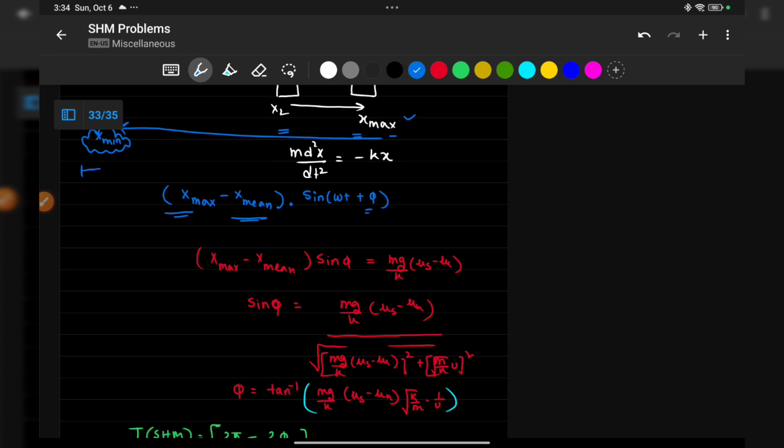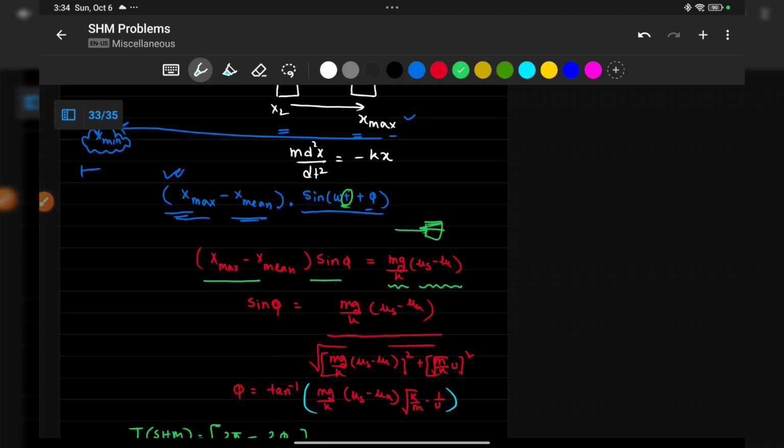So this is the amplitude. Sorry, of course this is the amplitude, because x max minus x minimum is the amplitude. So amplitude into sine of omega t plus phi. Okay, so this is our SHM equation. Now x max minus x minimum into sine phi at t equal to 0. X max minus x minimum into sine phi is equal to mg by k into mu s minus mu k. That is the deformation.